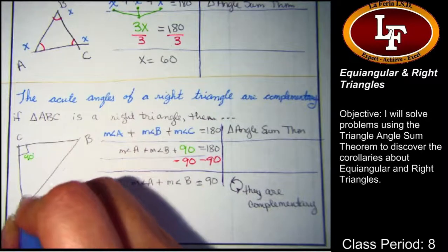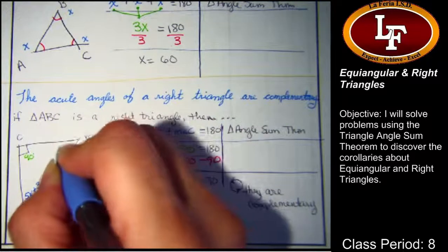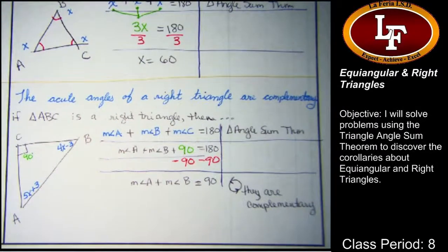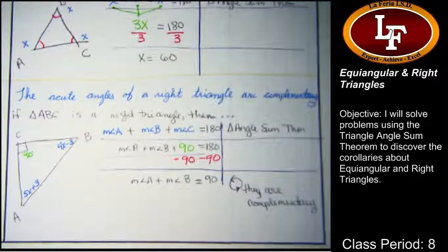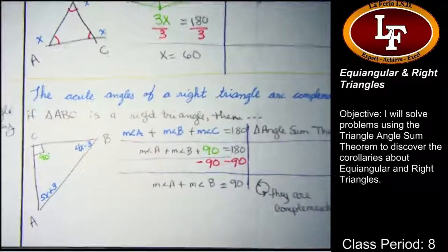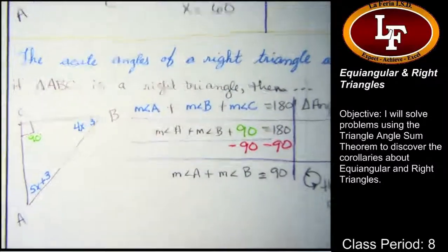Okay, so I'm going to say that this angle is 5x plus 3 degrees, and I want this angle to be 4x minus 3 degrees. It's an example, so I'm literally just making up numbers. Don't hate me for making up numbers, because I love you guys.